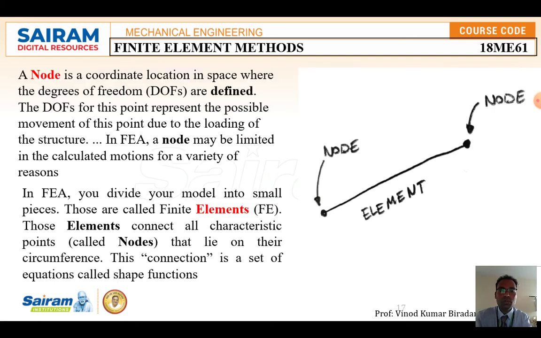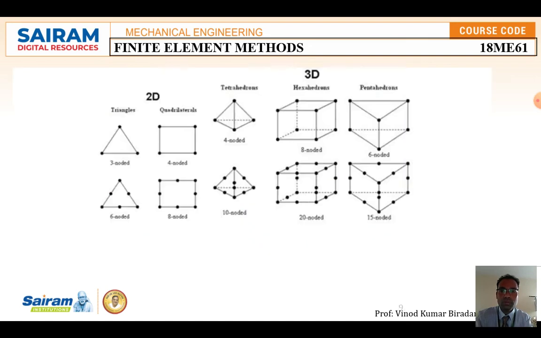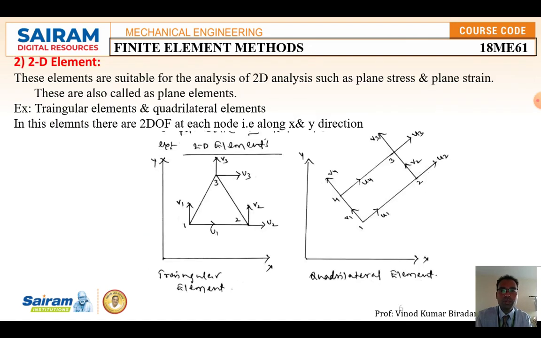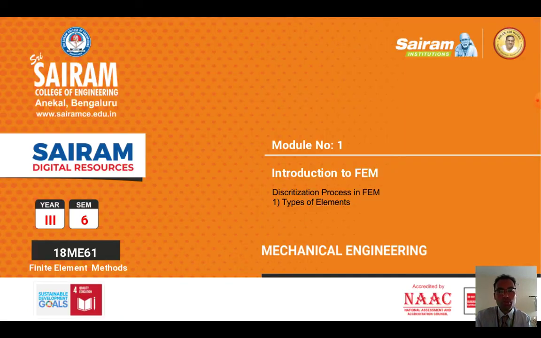Okay, so this is a brief introduction to the discretization process, the first step. In this step you understand what is meant by 1D element, 2D element, 3D element and axisymmetric element, and how to differentiate between them with examples. I hope you understand the first step of the discretization process in FEM. In the second step you will study the further stages 2, 3, 4, 5. I hope you understand this. Thank you.